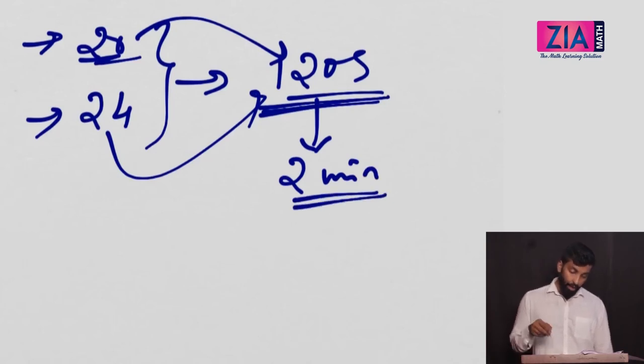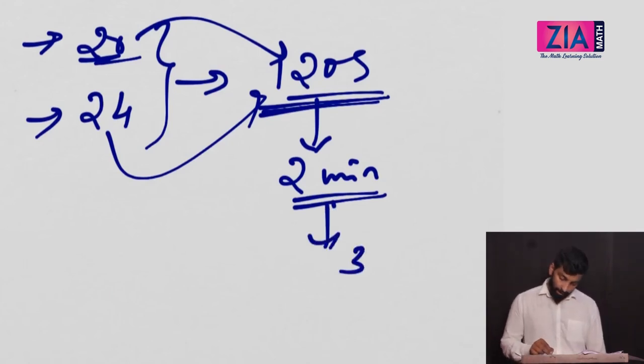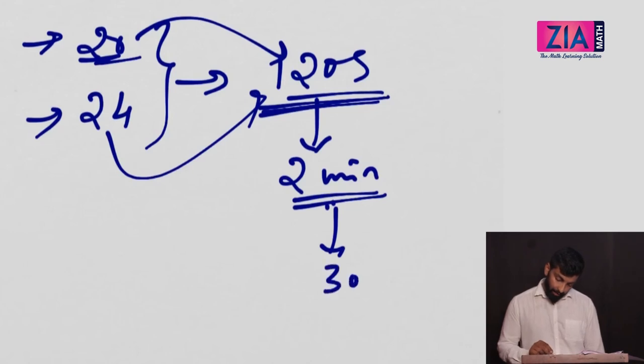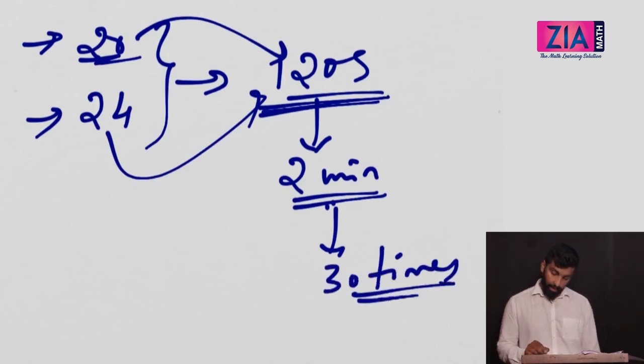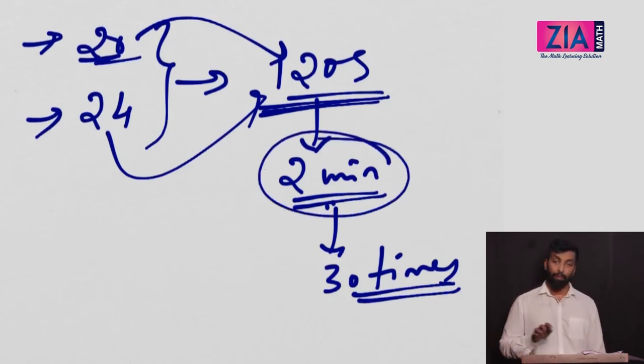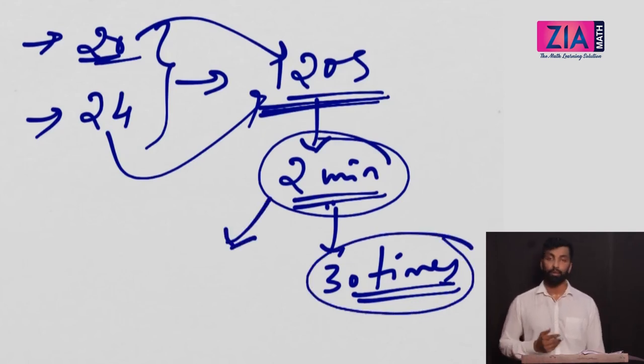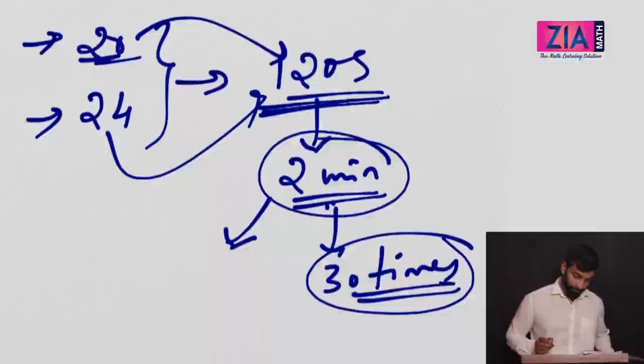So the question is in 2 hours, right? In 2 hours, how many 2 minutes are there? So in 2 hours, 30 times, right? So in 1 hour, two lights will blink together 30 times, because the time gap is 2 minutes. After every 2 minutes, the two will blink together. So in 1 hour, these two will blink together 30 times.